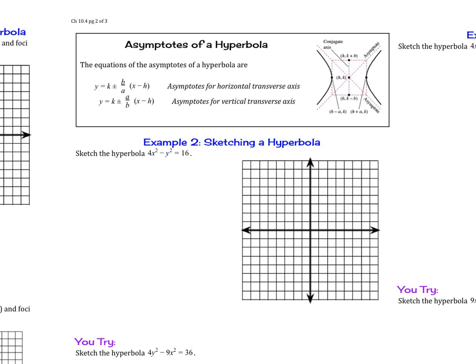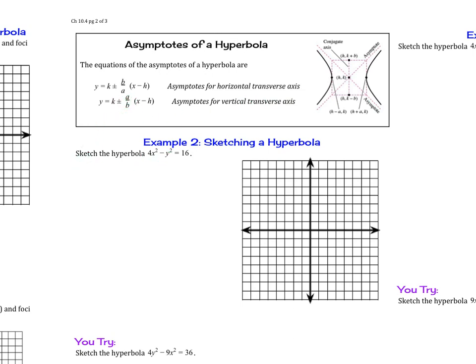Asymptotes of a hyperbola. Notice that the asymptotes are here. We're going to see that the asymptotes for a horizontal transverse axis are k plus or minus b over a times x minus h. And the asymptotes for the vertical transverse axis are k plus or minus a over b times x minus h. What's important to know is that when it's horizontal, it's b over a. That's the only thing that's different. And for the vertical, it's going to be a over b.